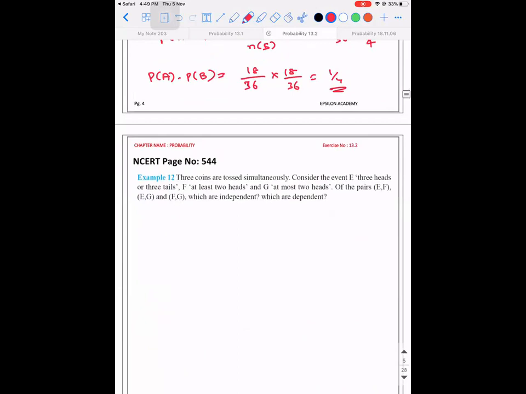The remaining problems, I want you all to try as homework before the next class. Next class, I'll complete this and I'll explain Bayes' theorem also. We'll finish this chapter.